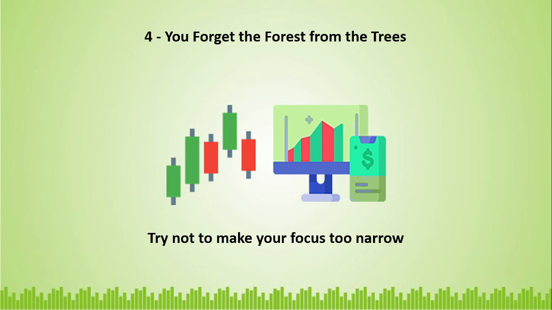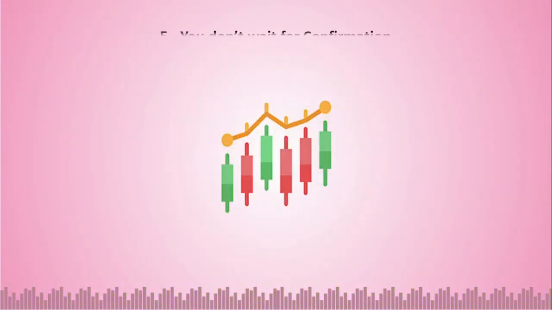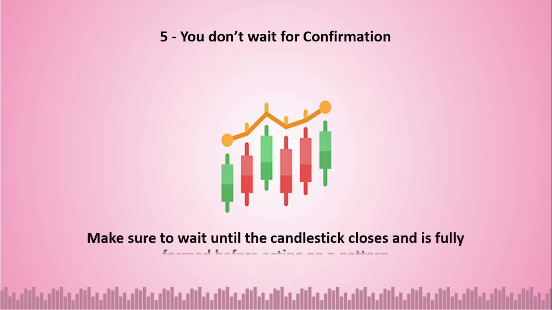Move on to common mistake number 5. You don't wait for confirmation. There are some candlestick patterns that are considered self-confirming, but many are not. Make sure to wait until the candlestick closes and is fully formed before acting on a pattern. Always wait for a proper confirmation that the price is moving in the direction you're expecting.